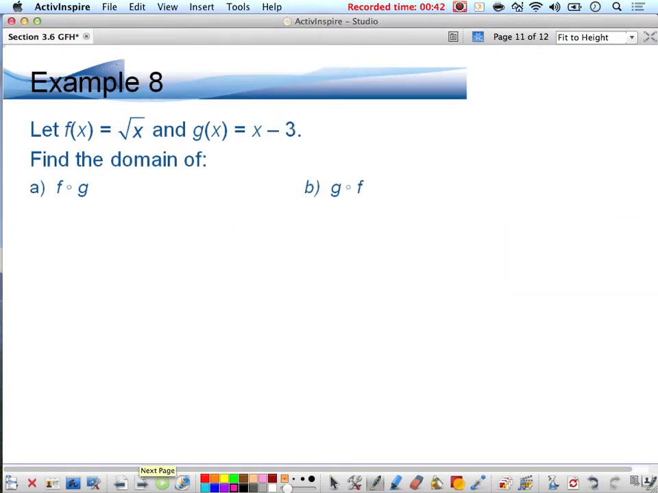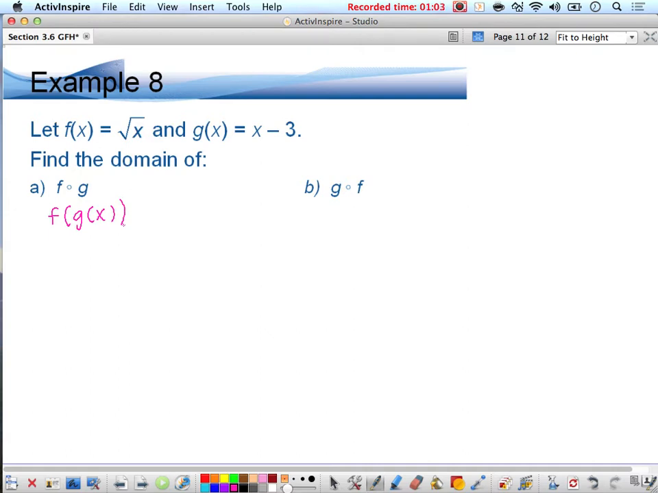If f of x is the square root of x and g of x is x minus 3, we would like to find the domain of f of g. So let's talk a little bit about that. That really means find f of g of x's domain. So we can see that g of x is my inner function and f of x is my outer function.